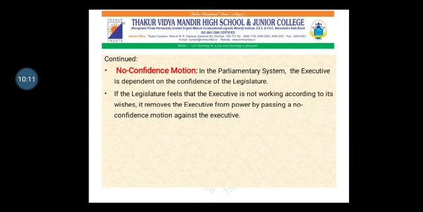If the legislature feels that the executive is not working according to its wishes, it removes the executive from power by passing a no confidence motion against the executive. So we can say that no confidence motion is an effective tool to keep a check over the executive.